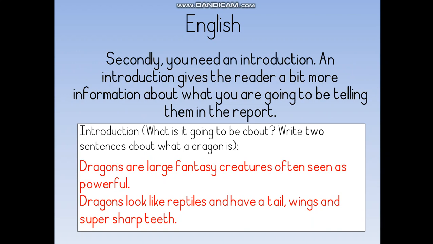I would like you to write two sentences about what a dragon is. That's the first sentence. My second sentence would be: Dragons look like reptiles and have a tail, wings and super sharp teeth. Earlier on last week I asked you to describe a dragon, didn't I? So that information would be really useful to put in the introduction, just to tell people a little bit about what a dragon is and to describe that dragon to them.